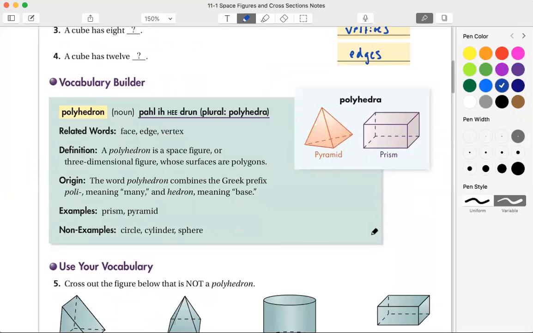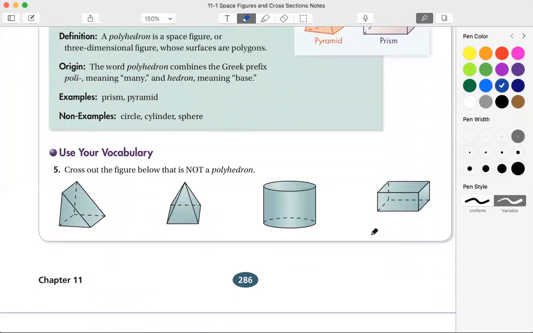All right, vocabulary. A polyhedron is a space figure, or a three-dimensional figure, whose surfaces are polygons. The word polyhedron combines the Greek prefix poly, meaning many, and hedron, meaning base. Some examples are a prism or a pyramid. Some non-examples would be a circle, a cylinder, or a sphere. Cross out the figure that is not a polyhedron, and the figure that is not is this, a cylinder.